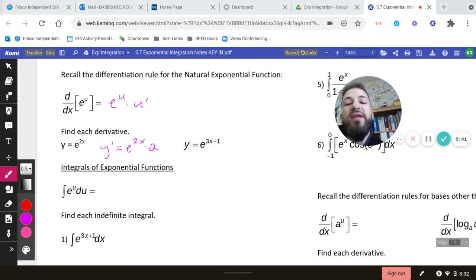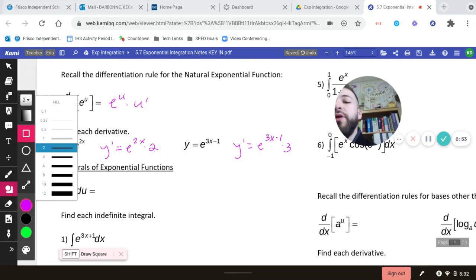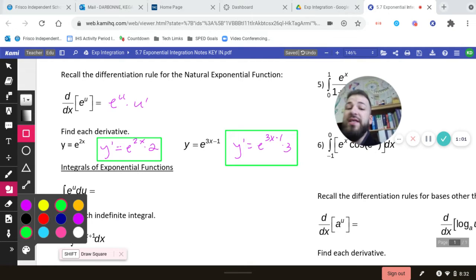Y prime for e to the 3x minus 1 would be e to the 3x minus 1 times the derivative of the top, which is just 3. So super easy, super straightforward derivatives for both of these. It was one of our easiest rules. And if it was just e to the x, then it was just e to the x. You didn't have to worry about it at all.